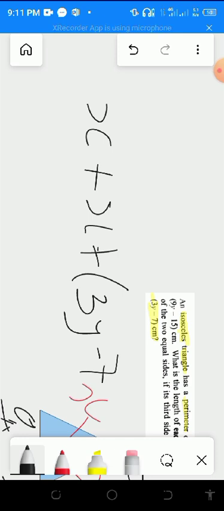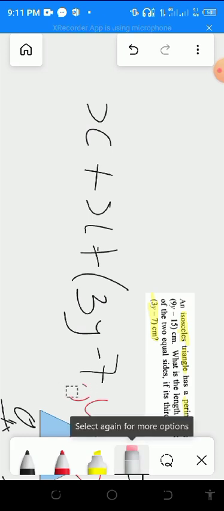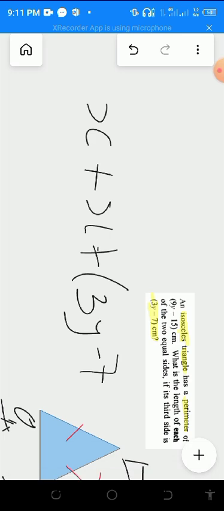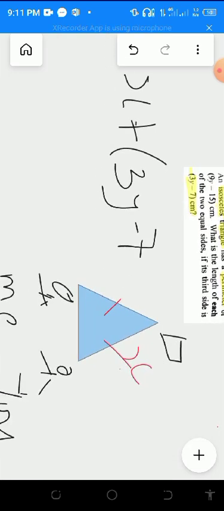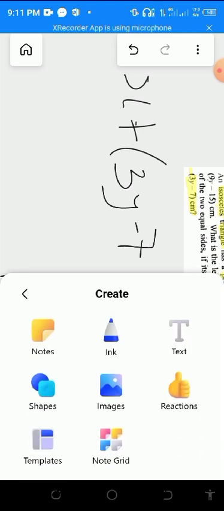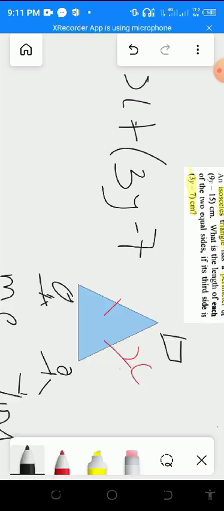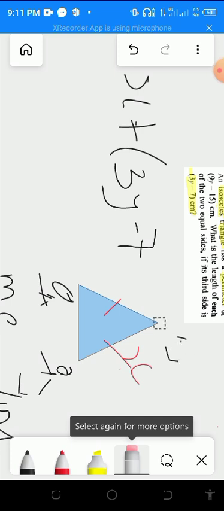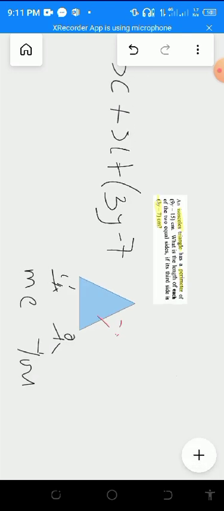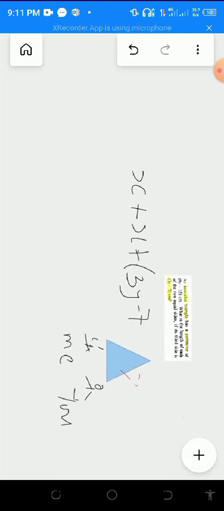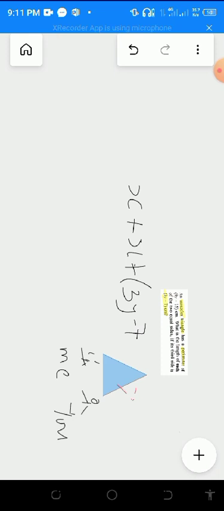So I can wipe this guy, let me take this guy away because we don't need it again. Okay, let me shift everything to one side. Let me rewrite this.